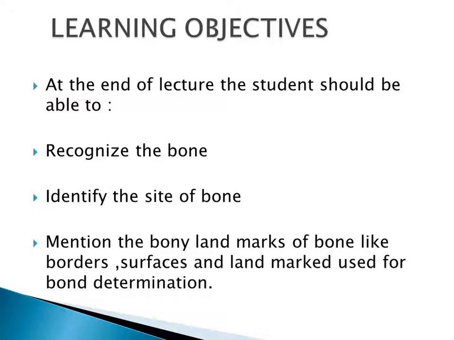The learning objectives of today's topic are that at the end of the lecture, the student should be able to recognize the bone. The student should be able to identify that the bone belongs to which side, whether right side or left side. The student should be able to know the different landmarks of the bone, like the borders, surfaces, and the other landmarks which are used for side determination, bone determination.